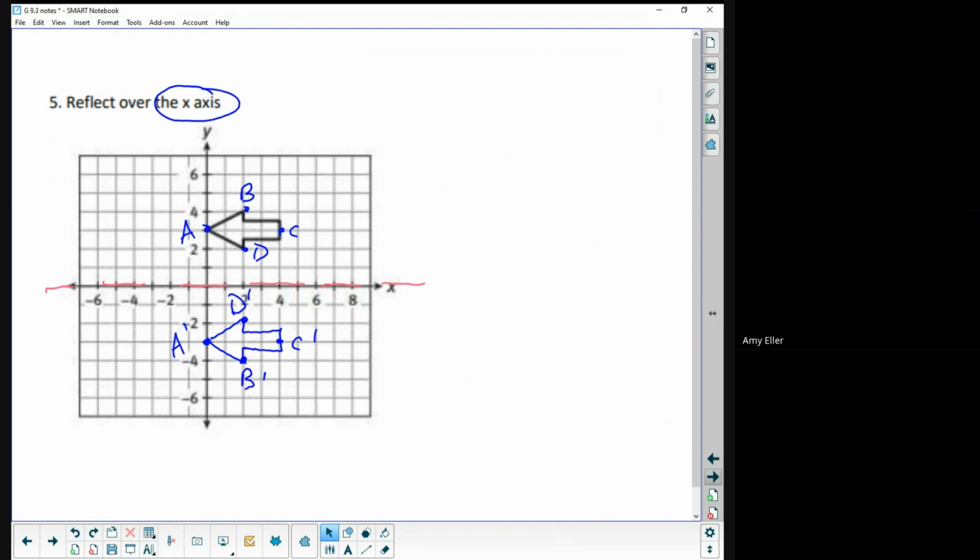Which letter moved the least amount of spaces? D. Which letter moved the most spaces? B. Make sure you have it labeled correctly. Go ahead and read 6 to yourself and see if you can figure out the answer. The directions are different. You're not actually reflecting.